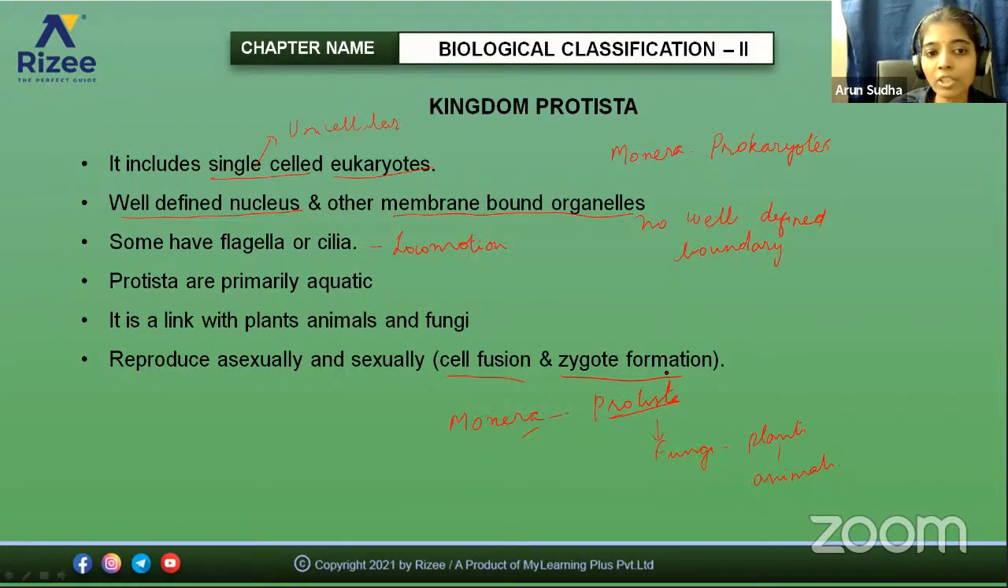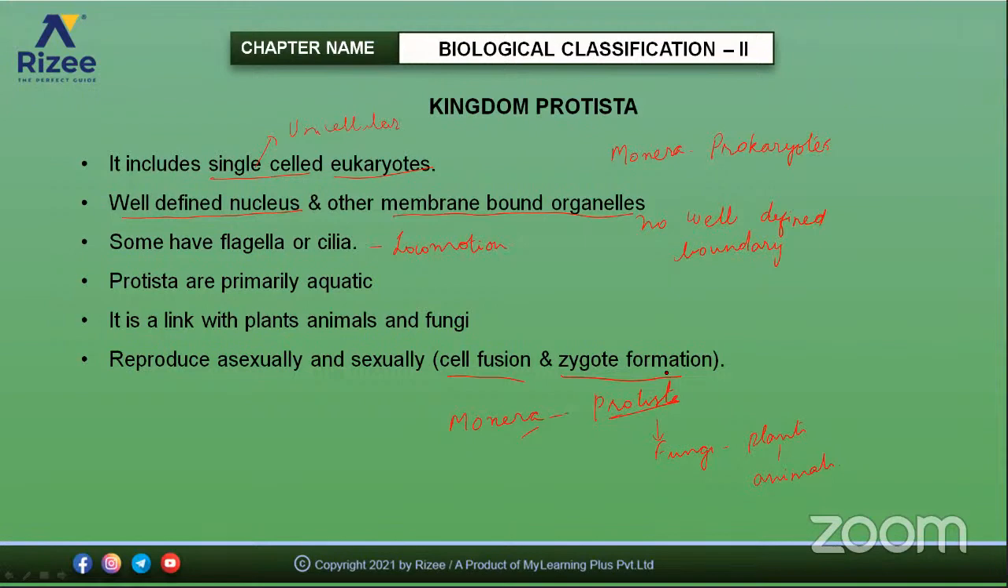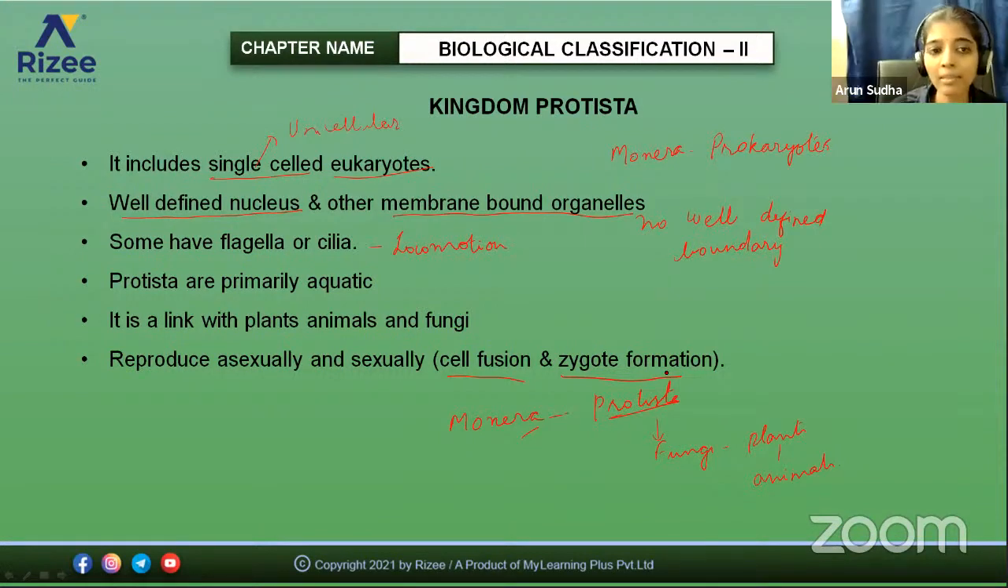So these are the main features that differ from the kingdom Monera. So this is a little advanced mode than the kingdom Monera. The kingdom Monera includes the most primitive forms, that is, they are only prokaryotes. So no well-defined nucleus or membrane-bound organelles, but Protista differ from Monera in that they have a well-defined nucleus and other membrane-bound organelles. And some of the organisms have flagella or cilia, and they act as a link between the lower organisms and the higher organisms. So these are the main differences.